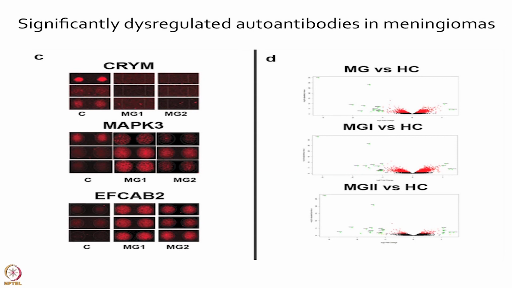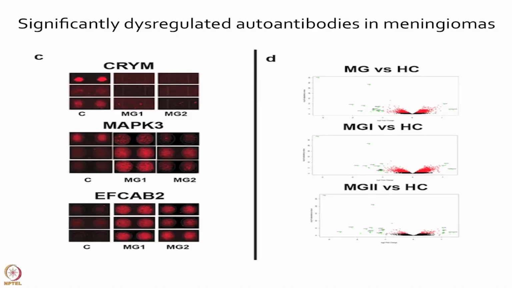When we started looking at different grades of the tumor, based on the WHO criteria, we found some very interesting, significantly dysregulated autoantibodies in meningioma patients. On the left side image, I have shown one of the proteins, CRYAB, which is highly expressed in healthy individuals, but in the brain tumor patients of meningioma you can see no signal. So there is significant downregulation, whereas other proteins like MAPK3 or EFNB2 show that in most of the meningioma patients the signal is very high, very intense.